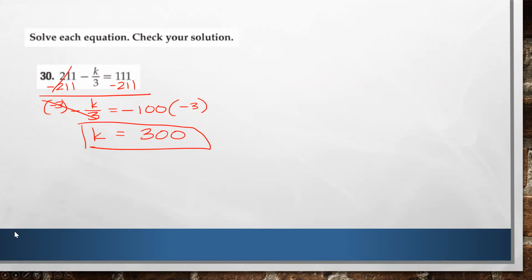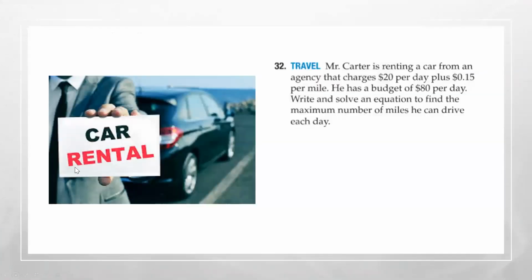All right, and then number 32 says Mr. Carter is renting a car from an agency that charges $20 per day plus 15 cents per mile. He has a budget of $80 per day. Write and solve an equation to find the maximum number of miles he can drive each day. So he's paying $20 a day plus 15 cents per mile. That gives him the total cost, right?